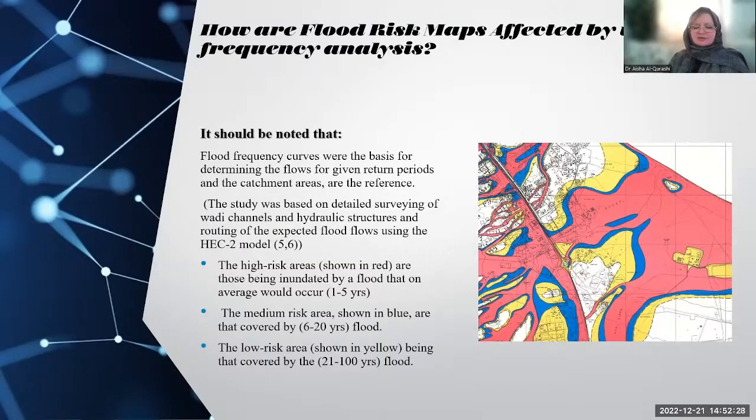This was carried out at that time in the early 90s for the major cities in Oman. It shows the high risk zones, in red color, for floods occurring from 1 to 5 years. The blue is the medium risk zone, for floods occurring from 6 to 20 years, and then the low risk zones, for above 21 years, are shown in yellow.